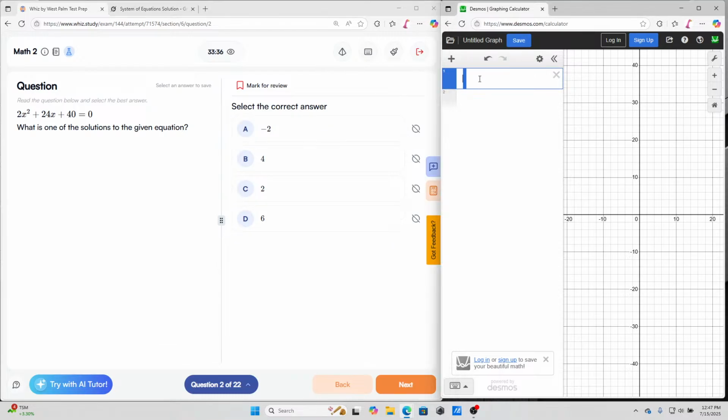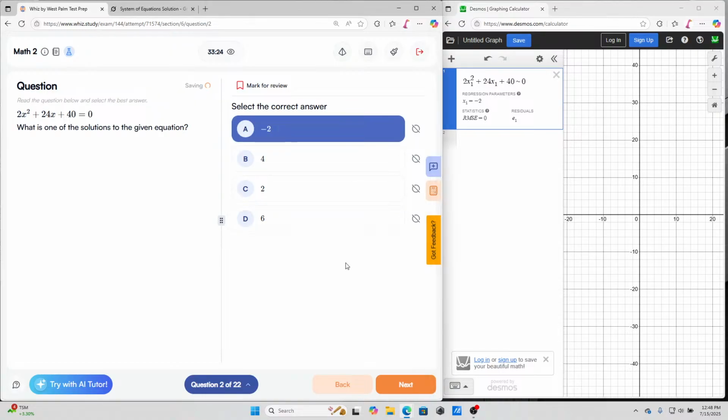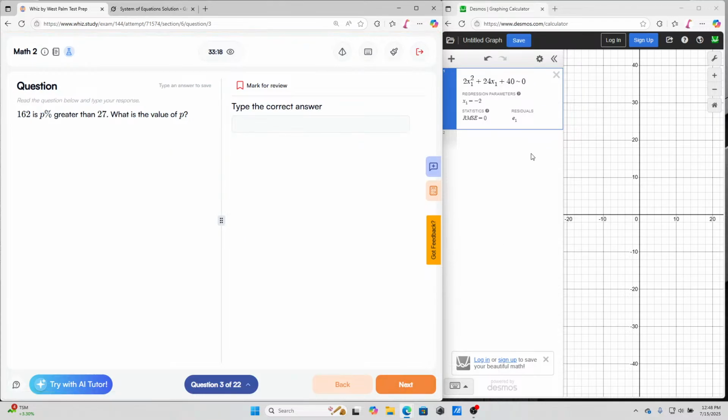What is one of the solutions? So 2x1 squared plus 24x1 plus 40 is 0. One of the solutions is negative 2. This is the one that's closest to 0, that's why it's telling us it here. But, yeah.